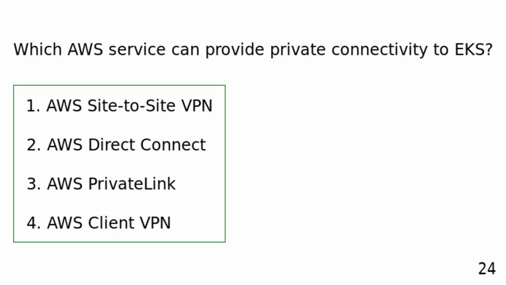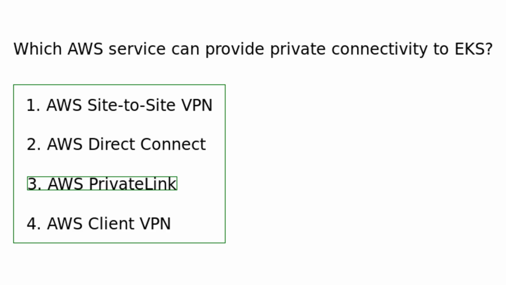Which AWS service can provide private connectivity to EKS? AWS Site-to-Site VPN. AWS Direct Connect. AWS PrivateLink. AWS Client VPN. AWS PrivateLink allows you to access the EKS API server privately without using the public internet.